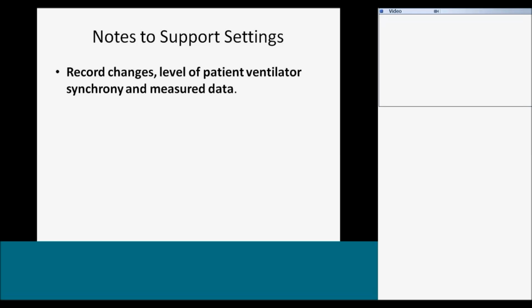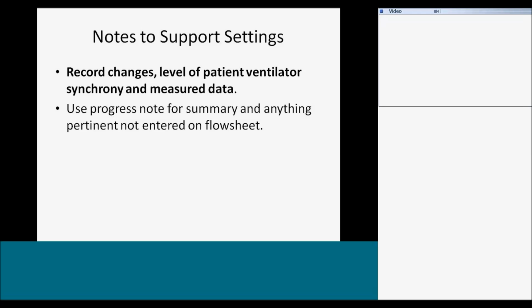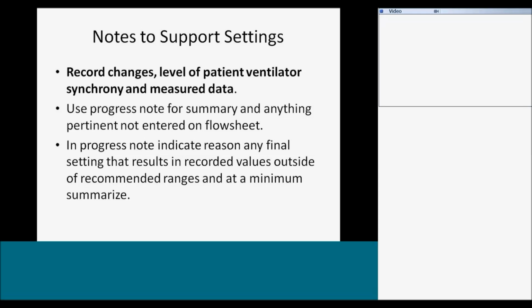Okay, so as you move through your support settings, note level of patient synchrony and measured data. At the end of the process of determining settings, a progress note is required as a summary, if nothing else, and note also anything pertinent that wasn't being able to be entered on the flow sheet. Note your reason for any final settings that result in recorded values outside of our recommended range. And at a minimum, we need a summary of the process. Okay, and we'll look at those correct ranges. I believe they come up in a few more slides.